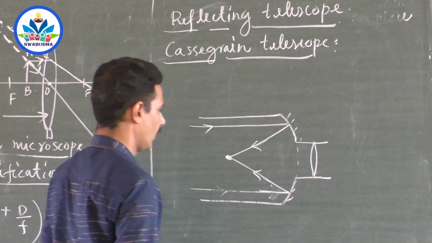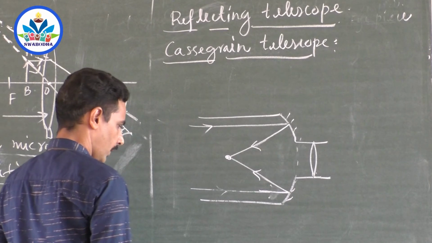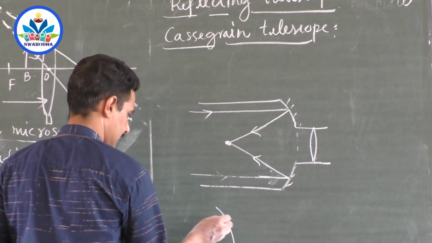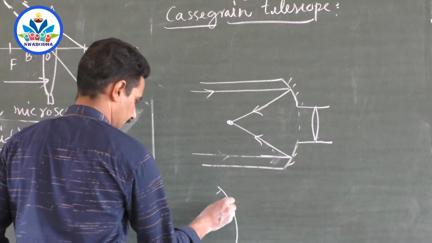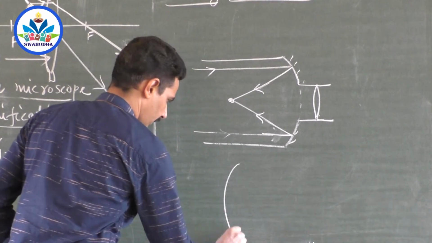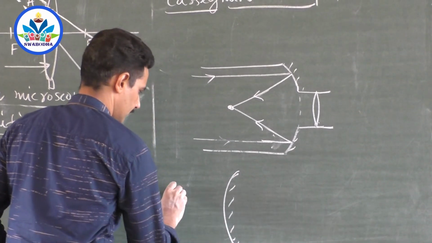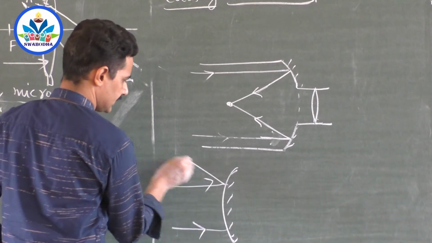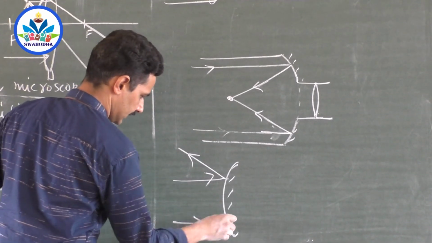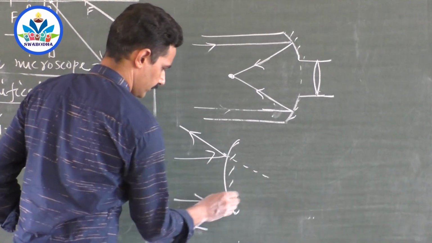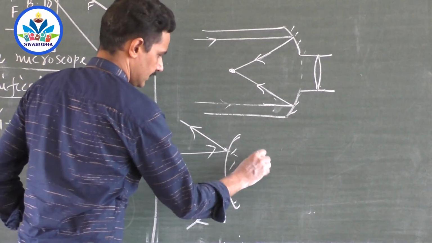See what the convex mirror will do. Now if there is a convex mirror like this, if parallel rays are incident on a convex mirror like this, they diverge in such a way that this ray, after hitting the mirror, diverges in such a way that they appear to come from the focus. This is F.